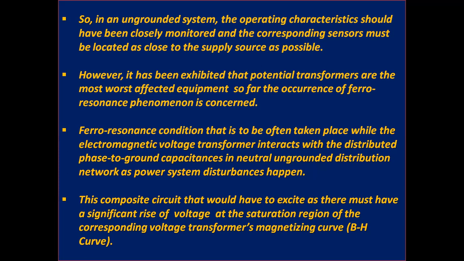Ferroresonance condition often takes place when the electromagnetic voltage transformer interacts with the distributed phase to ground capacitances in neutral ungrounded distribution networks as power system disturbances happen. This composite circuit is excited as there is a significant rise of voltage at the saturation region of the corresponding voltage transformer's magnetizing curve, that is the B-H curve.